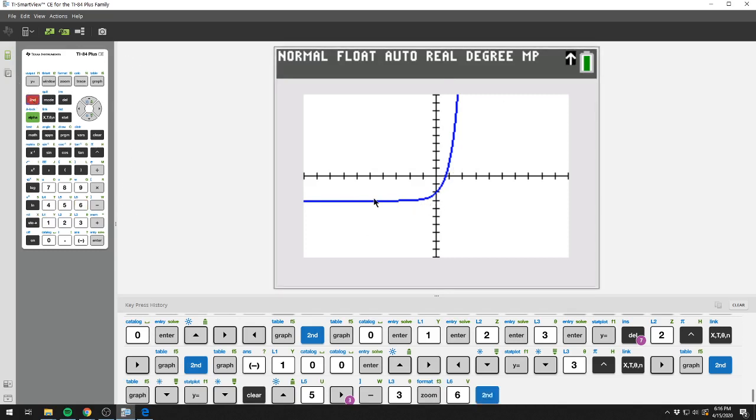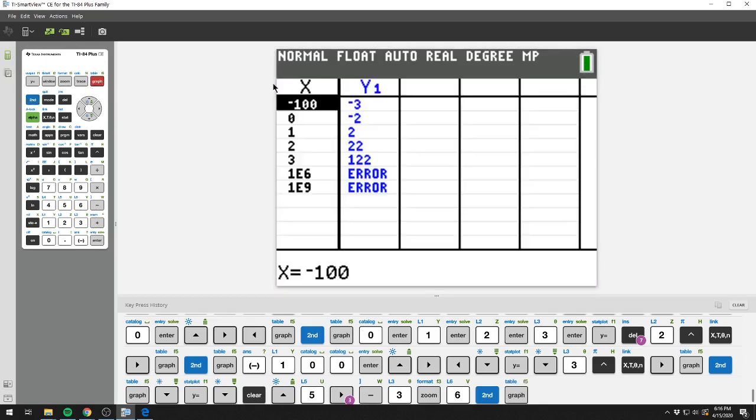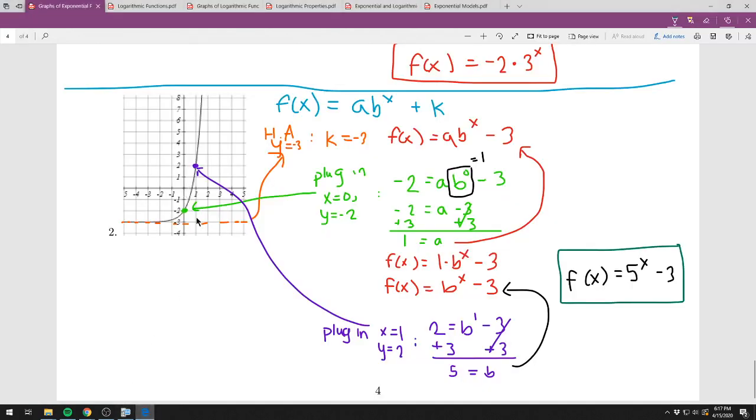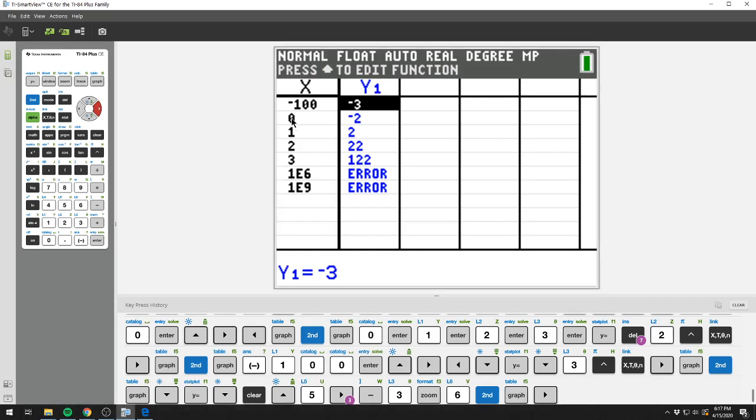If you plug in some really negative numbers for the table, -100, we can see the y value is pretty much -3. I will remind you it's not actually -3. It's just there's not enough decimal points. There are so many zeros at the decimal point. The calculator doesn't see anything but zeros. And then the 2 points our graph passed through that we used, the y-intercept was -2, and also passed through the point 1, 2. If we plug in 0, we get our y-intercept of -2, and if we plug in 1, we get our y value of 2. So everything matches, and we're good to go.